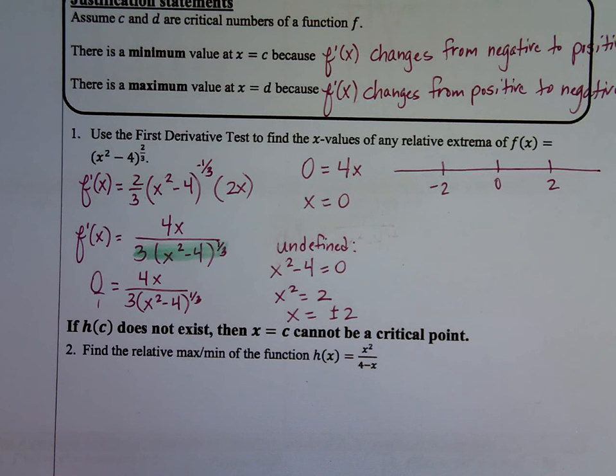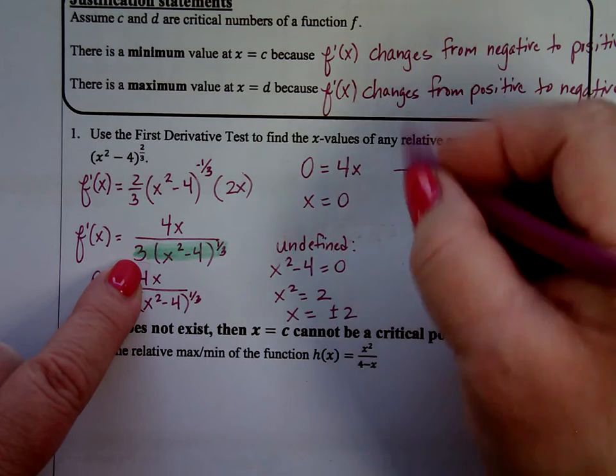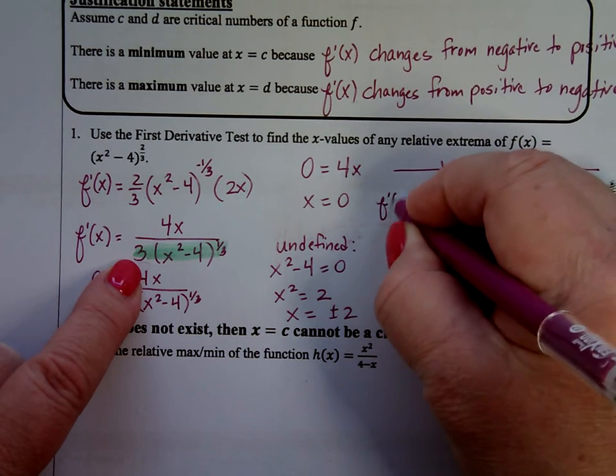And so then what I'm going to do, just like I did in the last section, I'm going to test each section of the sign chart to see if I get a positive outcome or a negative outcome into my first derivative. So here's my first derivative over here. If I put, let's do negative 3, f prime of negative 3.